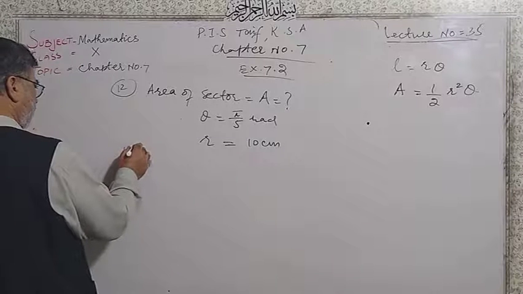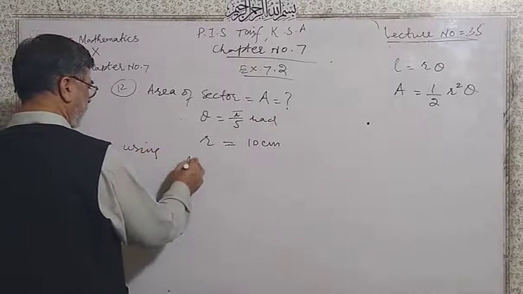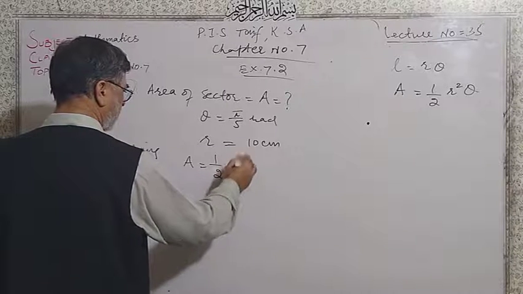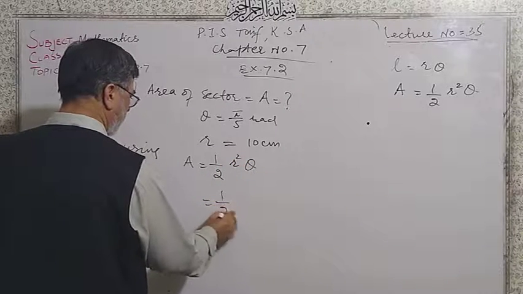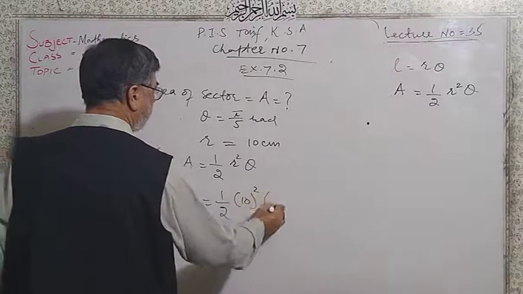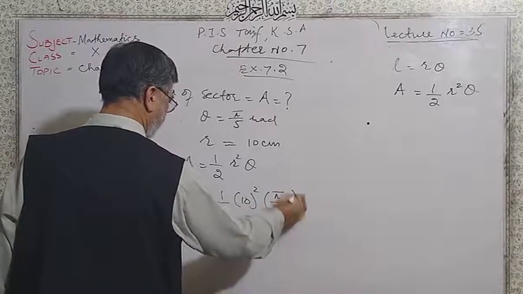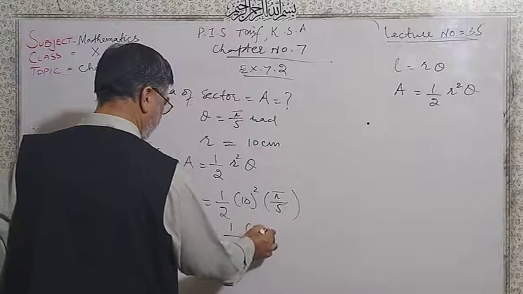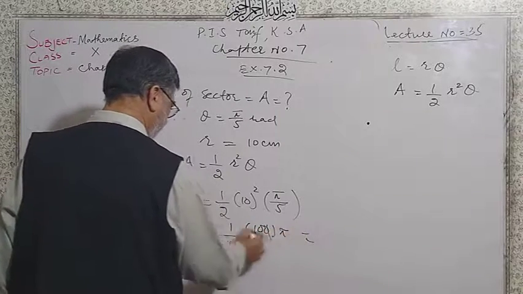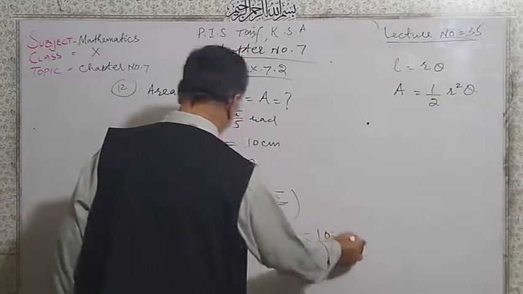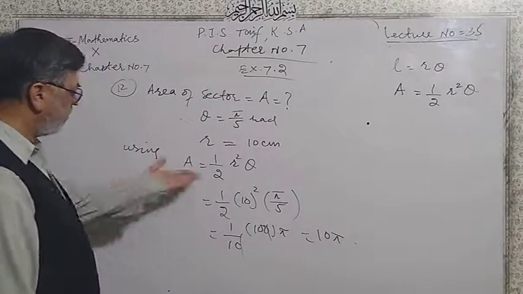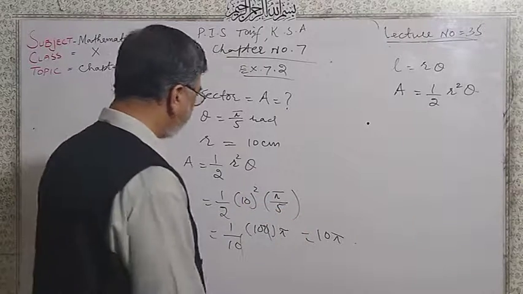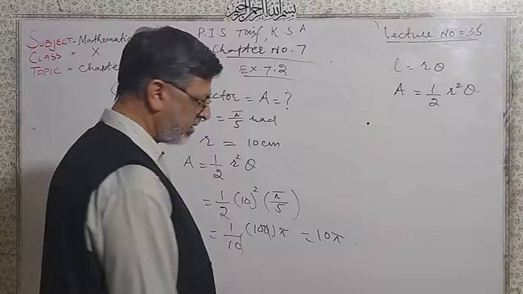Using area of sector is half r square theta. Half r square is 10 square. Theta is pi by 5. So 1 over 10 into 100 into pi, that will be 10 pi. So in this way, you can multiply pi as 3.14 with this, and that will be square centimeter. That's your answer.